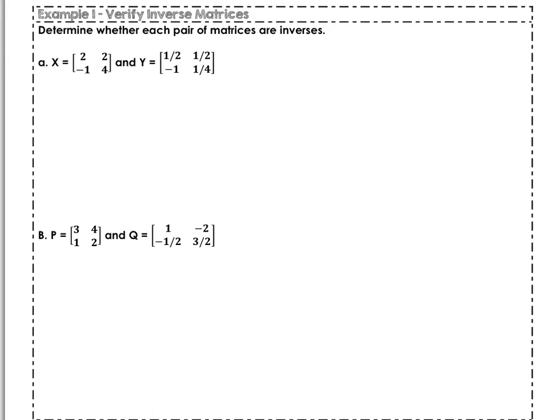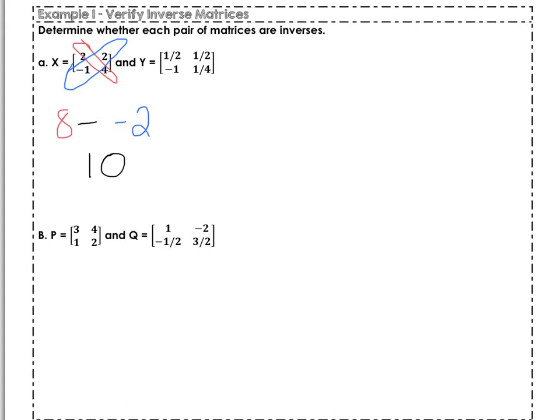So looking at A, I have matrix X and matrix Y, and I'm told to figure out whether or not they're inverses, okay? So the first thing I should do for X is determine what its determinant is, because that's one component of finding its inverse. So to find the determinant, I'm going to do downward minus the upward diagonals. So downward, 2 times 4 is 8, minus upward, negative 1 times 2. That's going to get me negative 2. So the determinant on this one is 10, okay?